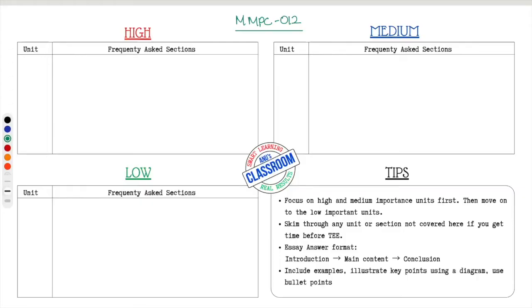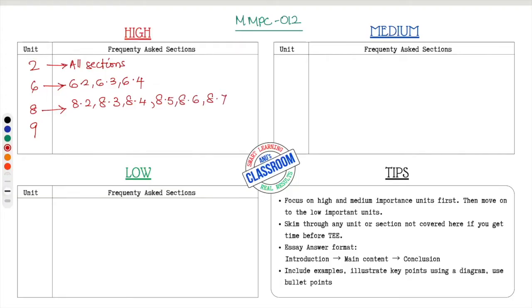Now coming to the most important units, the high priority units are Unit 2, Unit 6, Unit 8 and Unit 9, just 4. In Unit 2, that is strategic framework, all sections are important. I cannot in good conscience tell you to skip anything. All sections are important. But in Unit 6, I can. If you can't study all sections from Unit 6, at least focus on 6.2, 6.3 and 6.4. Similarly, Unit 8, that is competitive strategy, you can focus on 8.2, 8.3, 8.4, 8.5, 8.6, 8.7 and 8.8.